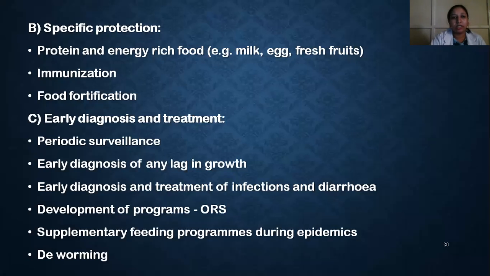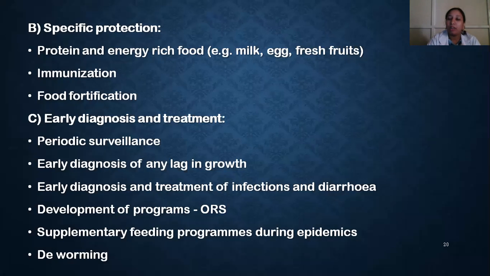So next, under the secondary prevention, we have the early diagnosis and treatment method. So how can you diagnose malnutrition early? There has to be periodic surveillance. You have to check the weight and height of the child during the growth phase. Any lag in growth can be identified by plotting on growth charts, and you can take necessary measures to overcome it.